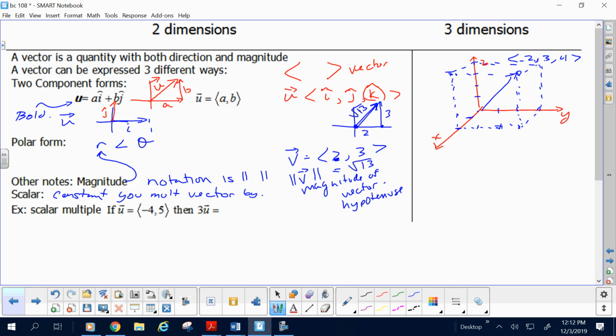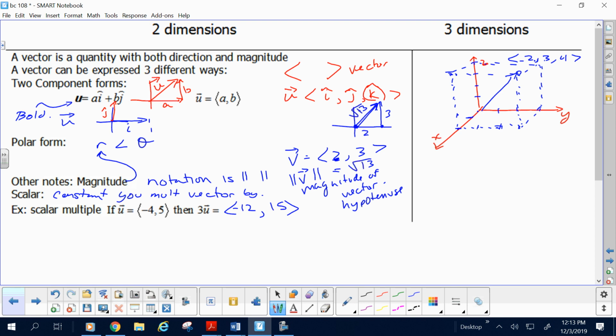Okay? All right. So scalar multiples are layup questions. If I tell you u is some vector that has a horizontal component of -4 and a vertical component of 5, then 3u is just each of those components multiplied by a factor of 3. Think of the whole arrow being stretched 3 times as long. So now instead of -4, it's -12 and 15. Multiply each component by 3.